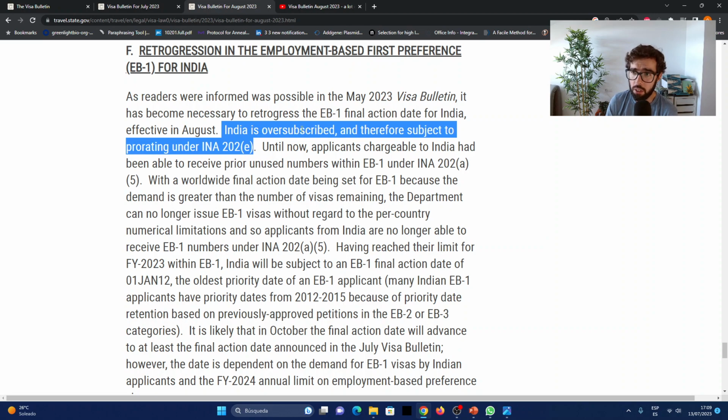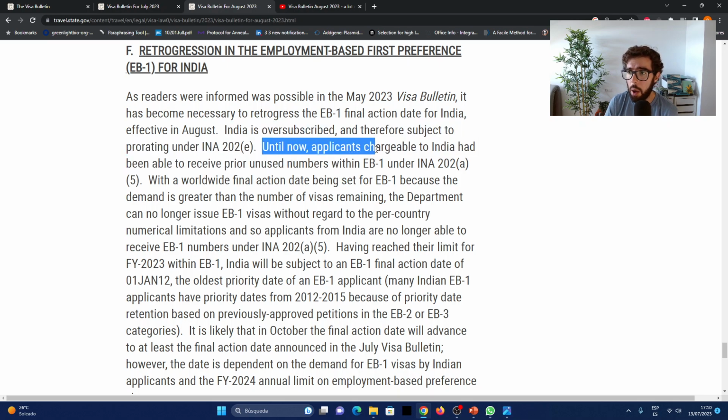India is oversubscribed, they say, and therefore subject to prorating under the Immigration and Nationality Act. That's the law that governs these processes. And they say, until now, applicants chargeable to India had been able to receive prior unused numbers within EB1 under the same law. So what they're saying here is that even if India had a lot of people applying for adjustment of status, they still had some remaining EB1 visas from other countries that they could use.